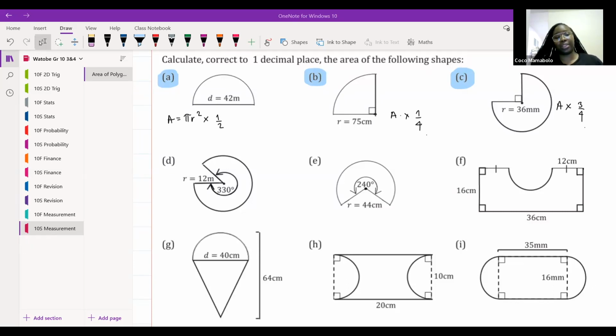Correct, Akwando, 100%. The normal shape of a circle just multiplied by the fraction of whatever circle it is.